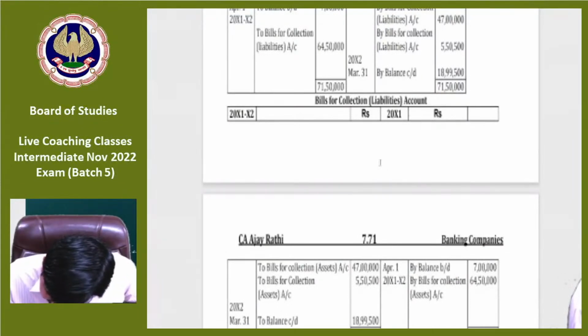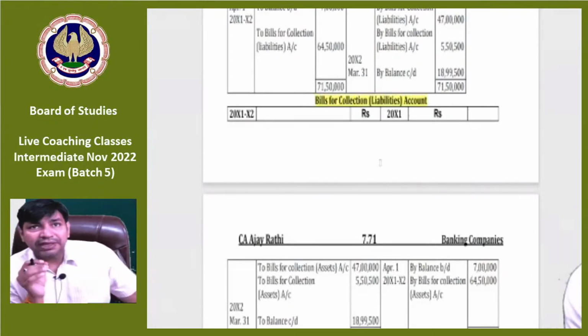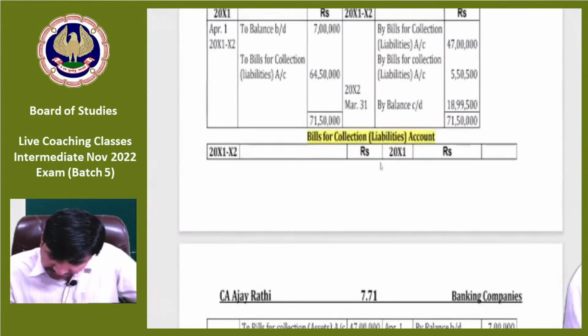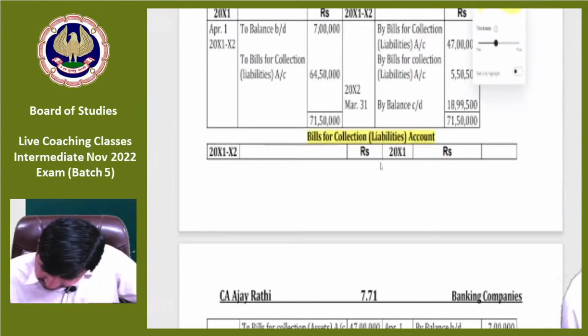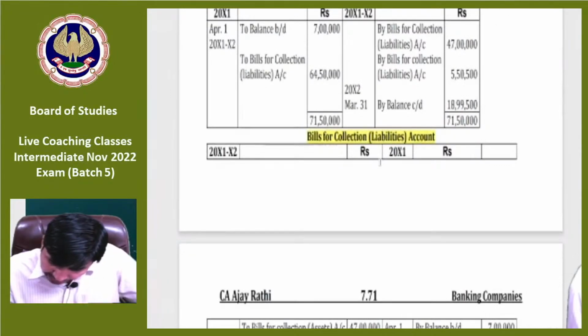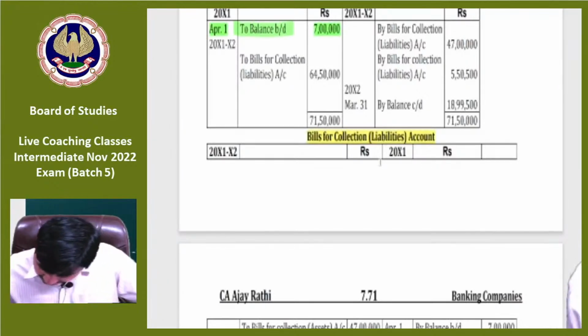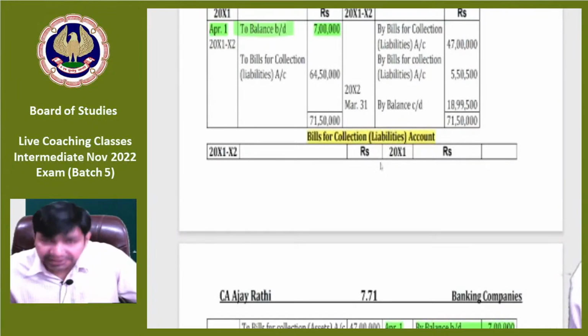Bills for collection assets, bills for collection liability. First, I have opened two ledgers. And what I did, I put here the opening balance of 7 lakh. The opening balance is on the asset side, and also the corresponding opening balance is on the liability side.